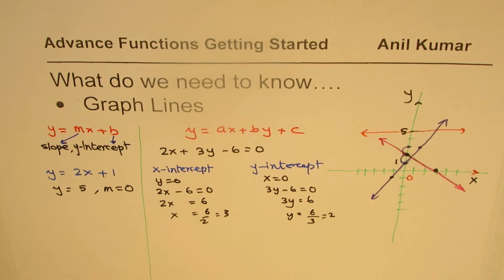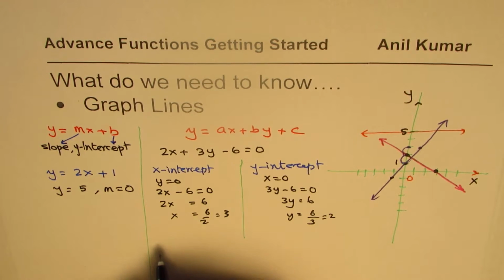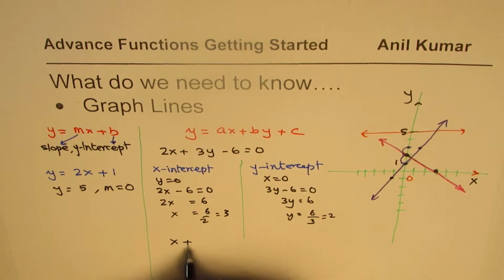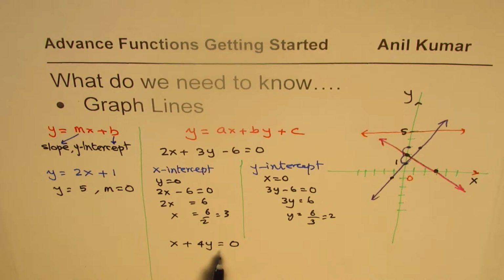So that is how you could easily draw a line when it is given in standard form. Is that okay? Now there could be some tricky situations here. If I write a line as, let's say, x plus 4y equals 0, in this particular case, x and y intercepts are both 0.